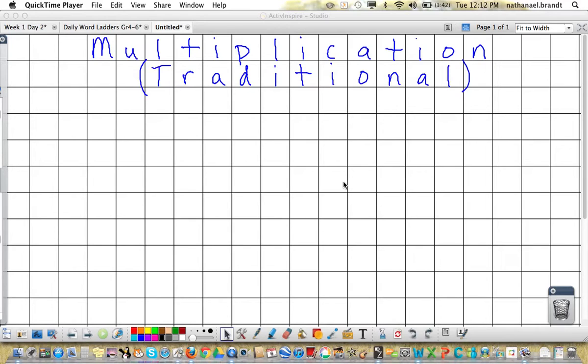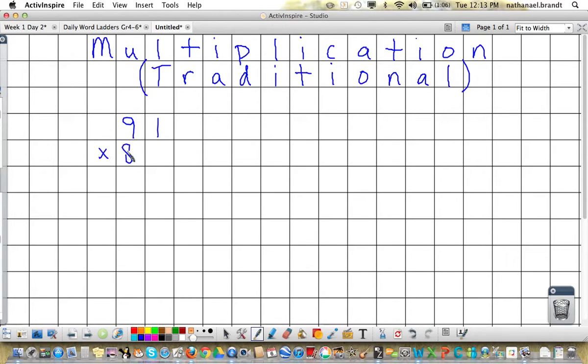In this video, I'm going to be giving you an example of multiplication using the traditional algorithm, the traditional strategy. It's one of the three strategies that fifth grade students are introduced to during Unit 2 in Everyday Math. And so our first problem that we're going to start off with is 91 times 87.